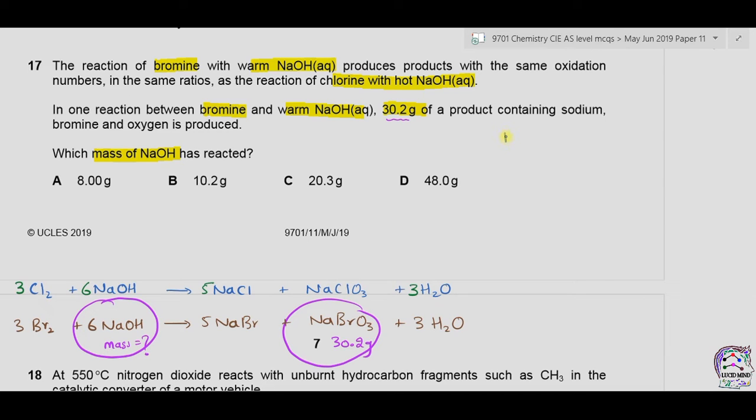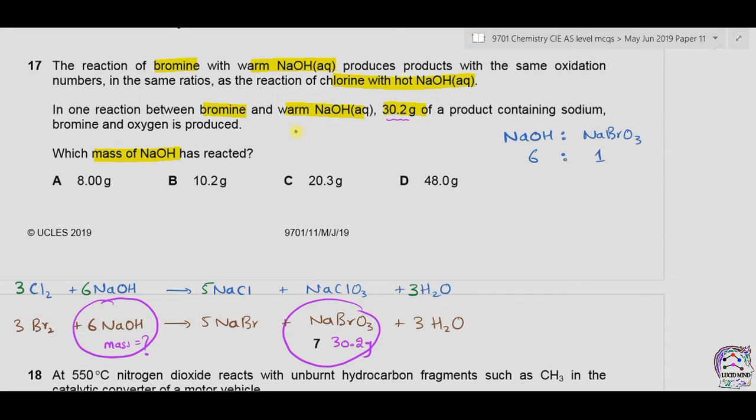Let's take the ratio between them. We have sodium hydroxide and sodium bromate. According to the balanced chemical equation, 6 moles of sodium hydroxide form 1 mole of sodium bromate. Let's find the number of moles given in the question.